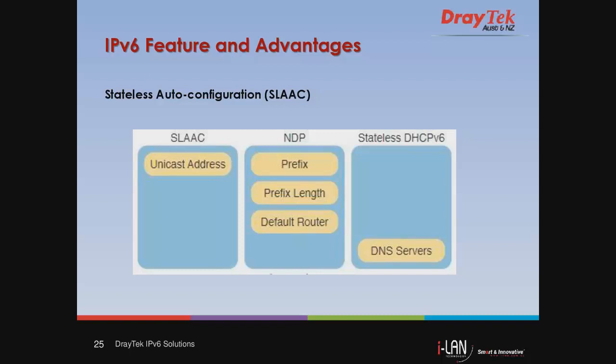After the host or client receives all of the information from the router, the host will now create its own unicast address based on its MAC address, prefix, and prefix length. And lastly, the DNS server IP addresses are provided by the stateless DHCP version 6, which can also be the router, because routers today have an option to perform as a DHCPv6 server.